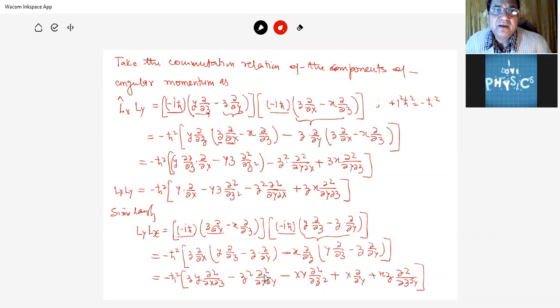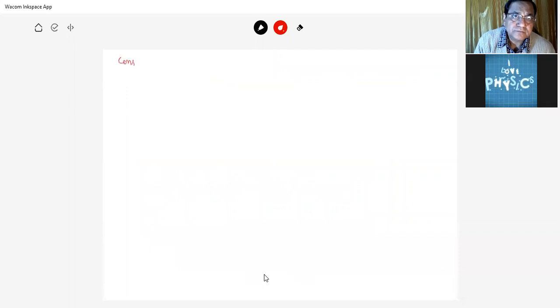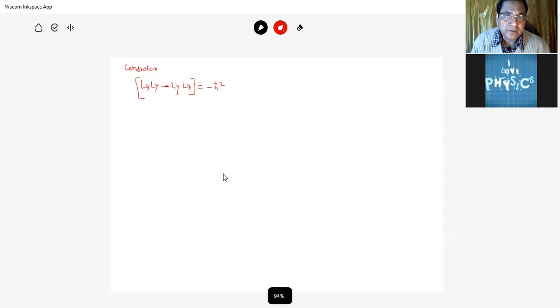So this is LxLy. This is LxLy. Now consider LxLy minus LyLx is equal to minus ħ square, and then substituting the whole values that we have from the above two expressions.